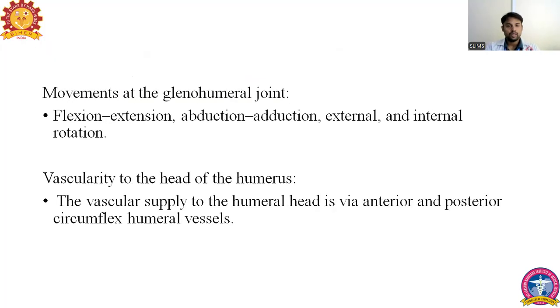Movements of the glenohumeral joint include abduction, which is around 0 to 180 degrees, forward flexion about 120 degrees, extension about 30 to 40 degrees, and internal rotation and external rotation, both around 35 to 40 degrees. The vascularity of the head of the humerus is very important because it is supplied by the anterior and posterior circumflex humeral arteries. These are branches from the third part of the subclavian artery. You all should know the subclavian artery has three parts.